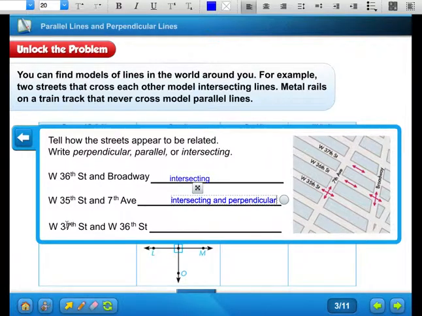Let's look at West 37th Street and West 36th Street. West 37th and West 36th, right here. Do you know what those two lines are doing? If you said parallel, you are correct.